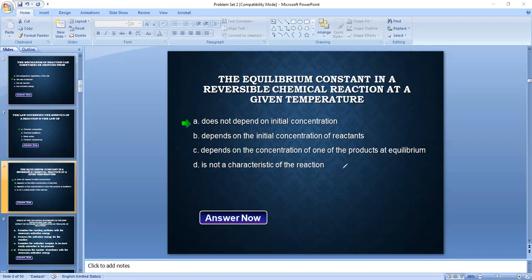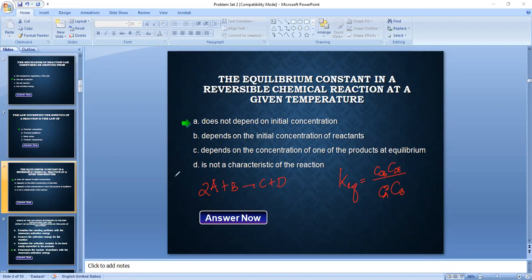The equilibrium constant is dependent on the equilibrium concentration of the products. Let's say you have A plus B giving you C and D. Let's say I have here a 2A. So this would now be C sub CE, C sub DE, C sub A squared, and C sub B. That's what your equilibrium constant is dependent on. It's dependent on the equilibrium concentrations of the products, not only the products but also the reactants.